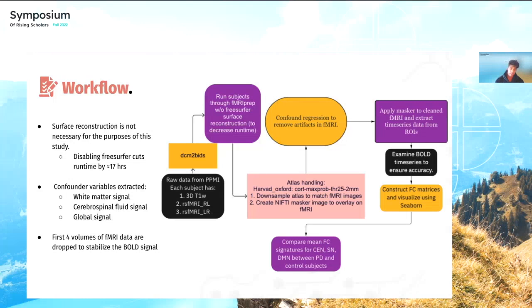After that, I'll compare mean FC signatures of the CEN, SN, and DMN between PD and control subjects and perform relevant statistical analysis. And then the first 4 volumes of the confounding variables and the fMRI data are removed to stabilize the BOLD signal. This has been shown to improve accuracy.